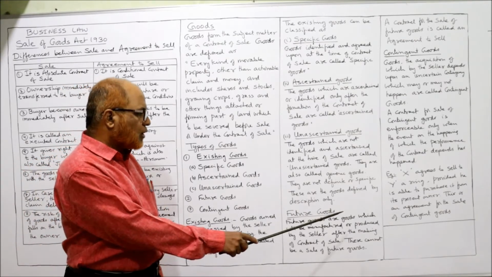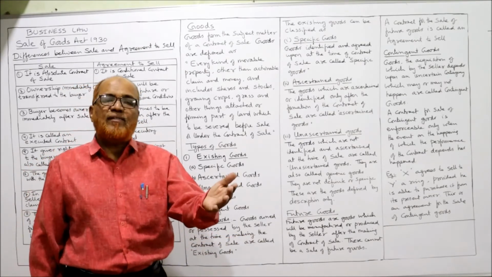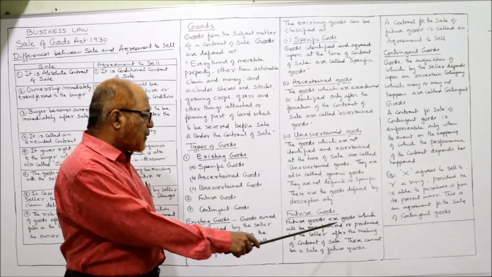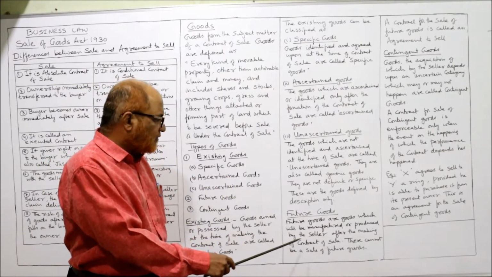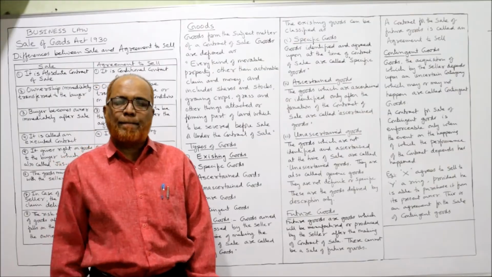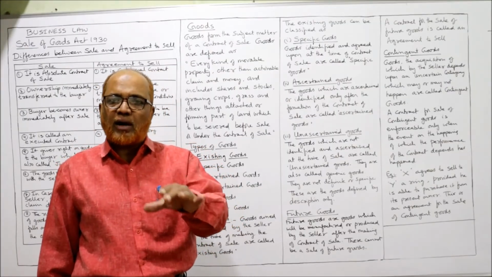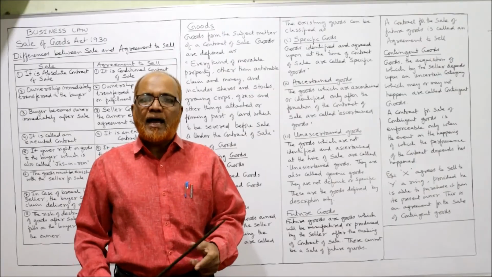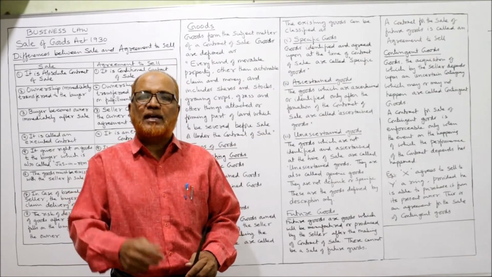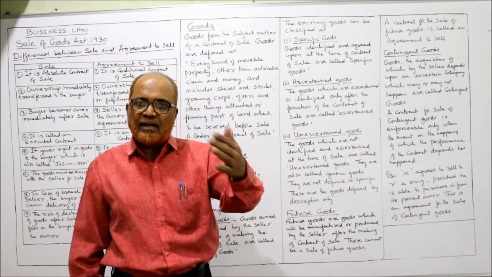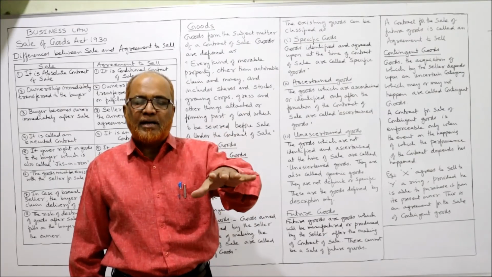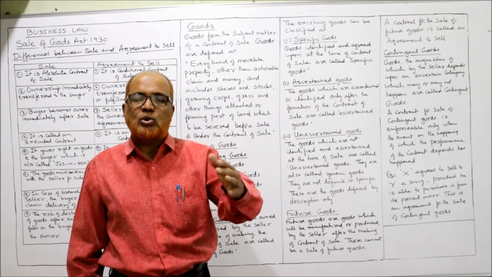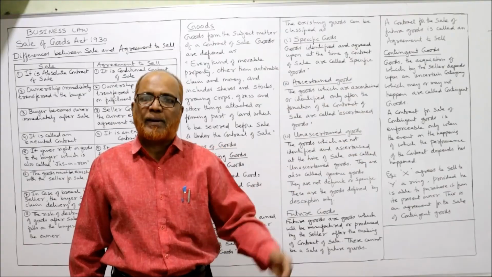Now future goods are goods which will be manufactured or produced by the seller after making the contract of sale. So first of all, the contract of sale is completed between the buyer and the seller, and then after the contract of sale, that means after making the agreement, the seller will produce the goods, make the goods and supply the goods.